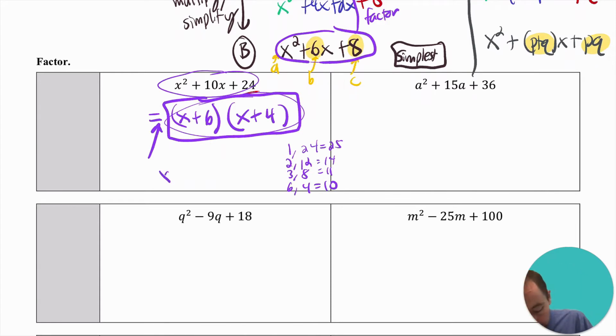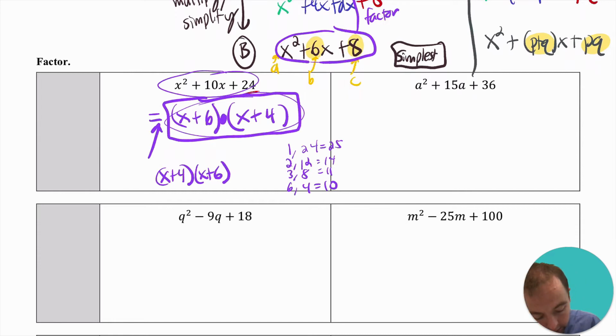If you wrote your answer as x plus 4 times the factor x plus 6, that is also the correct answer, because we know that x plus 6 times x plus 4 is the same thing as x plus 4 times x plus 6, because multiplication is commutative, right? So a times b is always equal to b times a when we're dealing with real numbers.